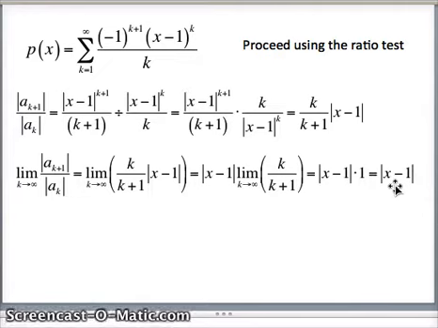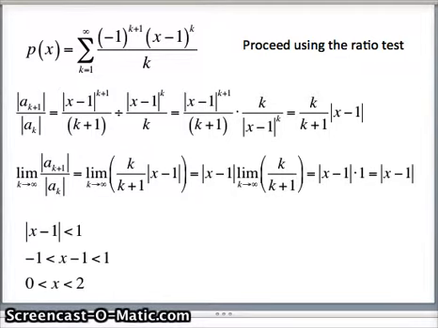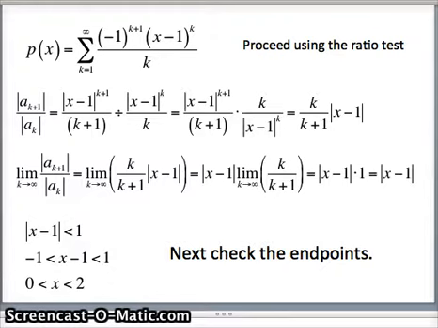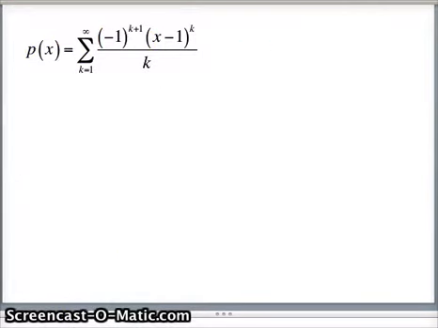With the ratio test, this will converge if that ratio is less than 1. If it equals 1, the test is inconclusive. If it's greater than 1, it diverges. What I need is for the absolute value of x minus 1 to be less than 1. So negative 1 is less than x minus 1 is less than 1, so x is between 0 and 2. And this is about where the last video ended. What I want to do now is check the endpoints. I want to see if I plug 0 into this, does it converge? If I plug 2 into this, does it converge? So let's take a look.